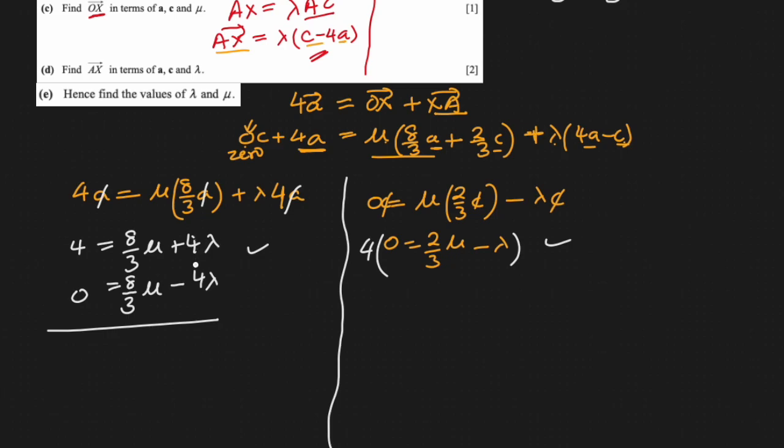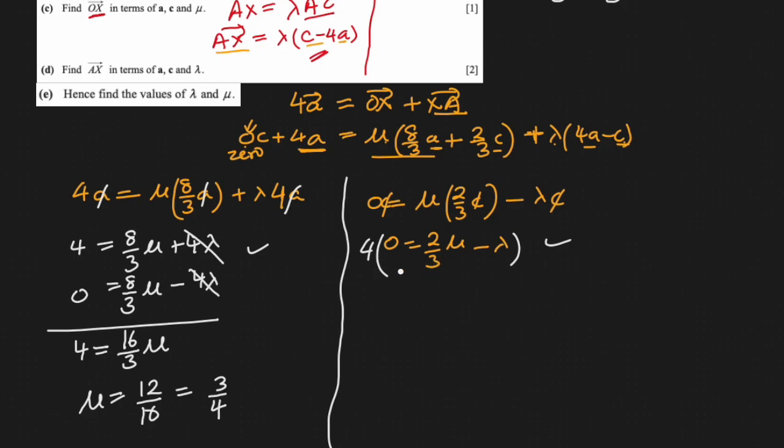Alright, so 4 and minus 4, they cancel out. 8 and 8 will become 16 over 3 mu. And 4 plus 0 will become 4. So mu comes out to be 12 over 16. Cross multiply. 4 times 3, 12 divided by 16. Which is 3 over 4.